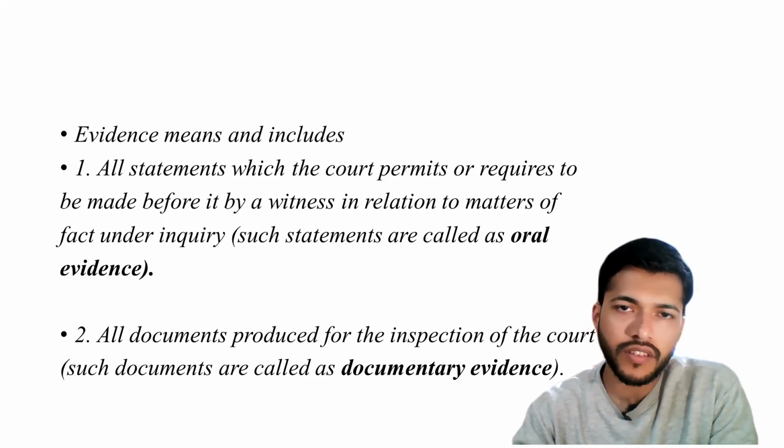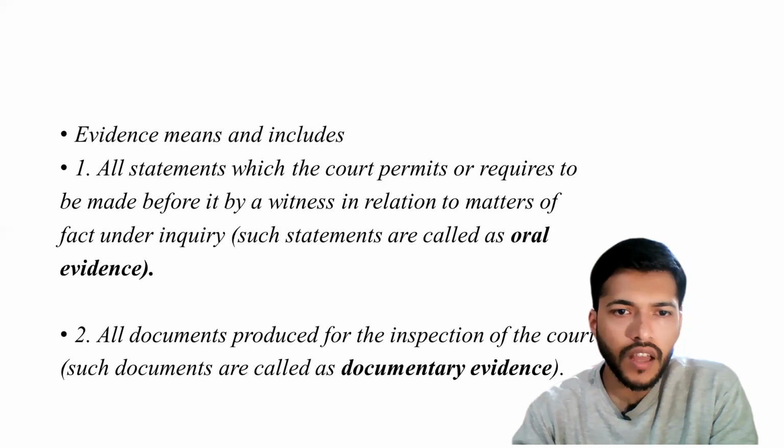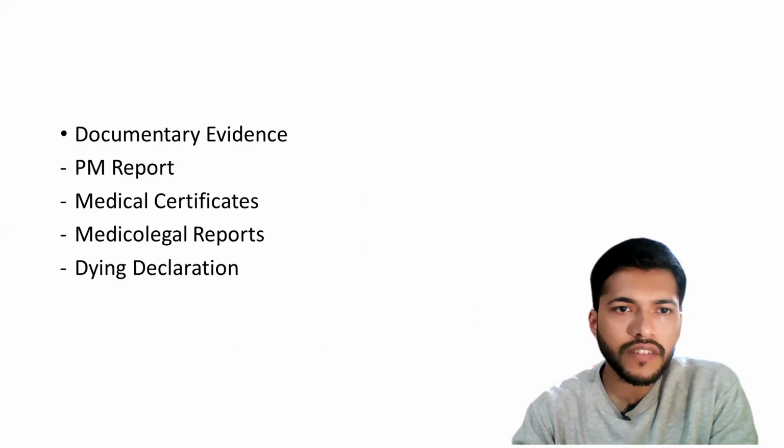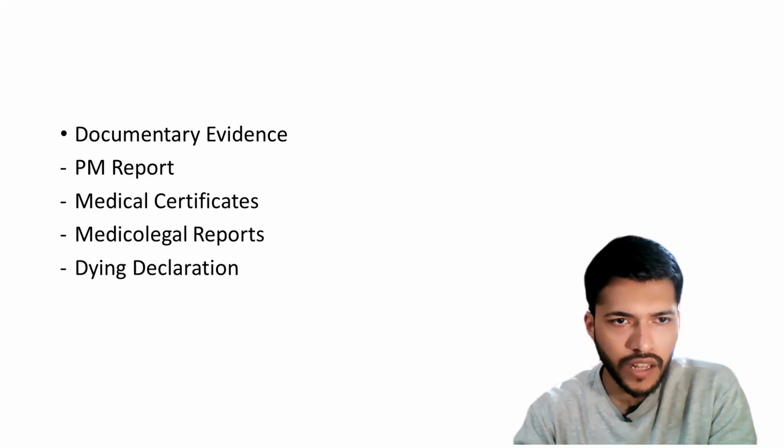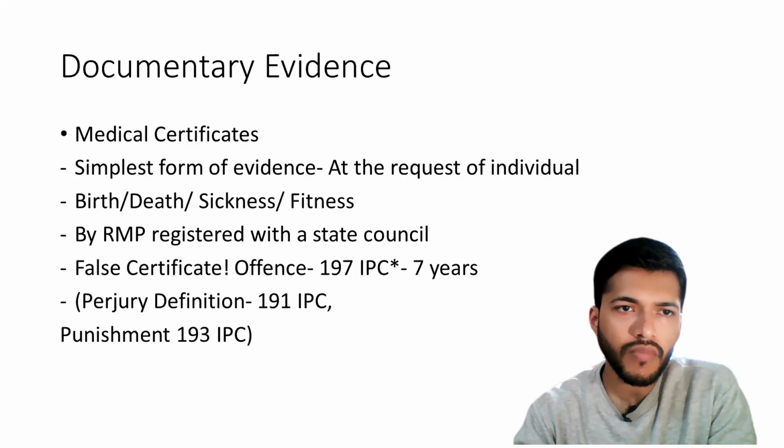So it's a no-brainer, right? You have two types, oral and documentary. So oral evidence and documentary evidence. Documentary evidence, what are the examples? It's certificates, medical legal reports. Medical legal reports also include a PM report, and it also includes dying declaration.